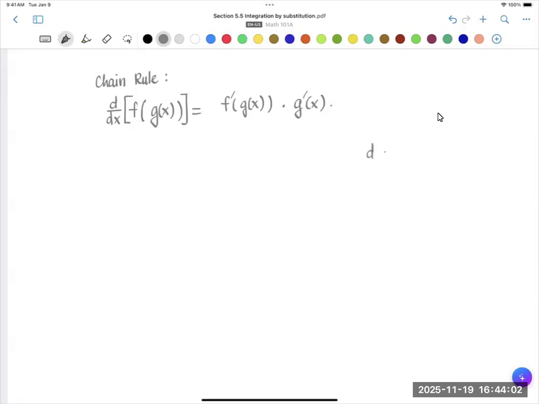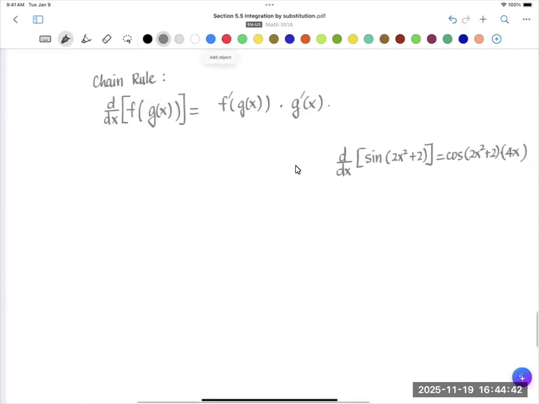For example, if we want to take the derivative of sine of 2x squared plus 2, we take the derivative of sine, which is cosine, and everything inside stays the same, times the derivative of the inside, which is 4x. So we get cosine of 2x squared plus 2 times 4x. This is the chain rule for the derivative.